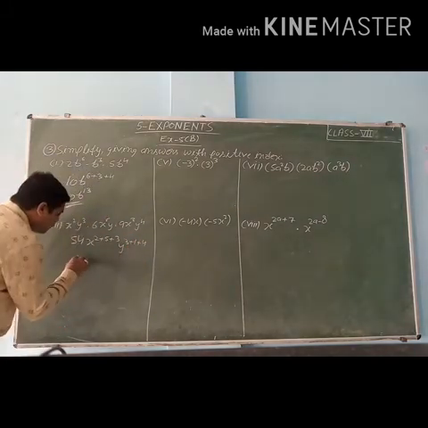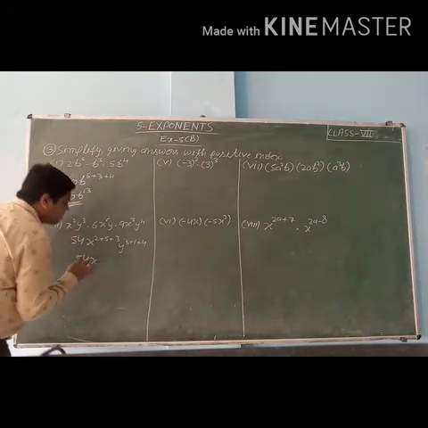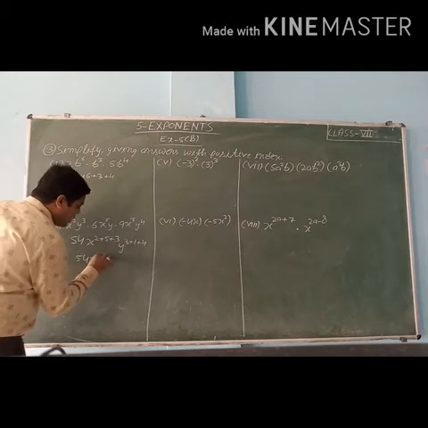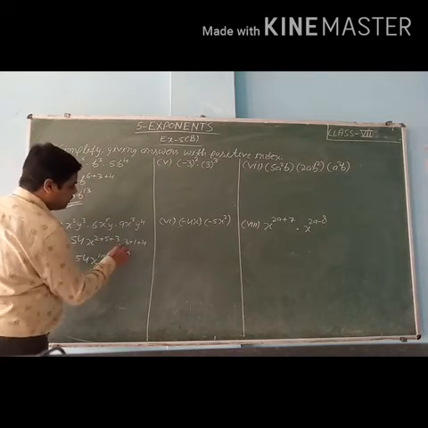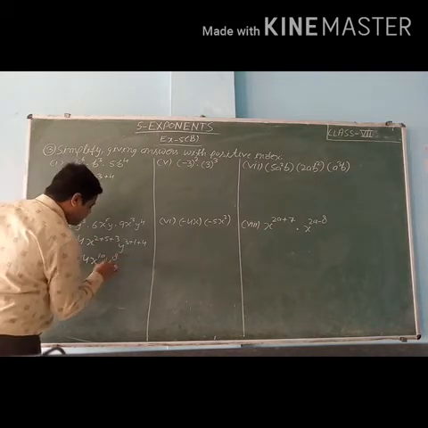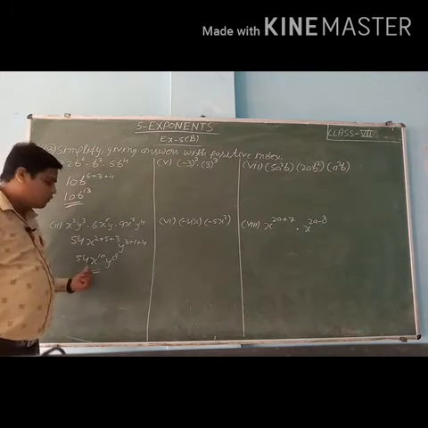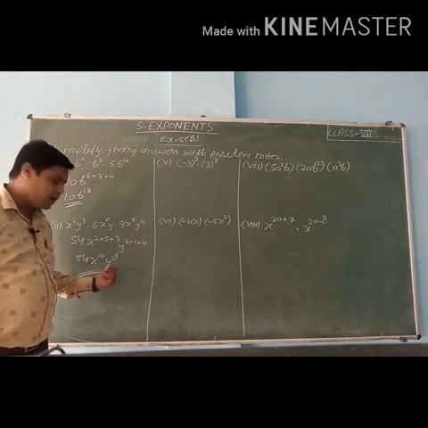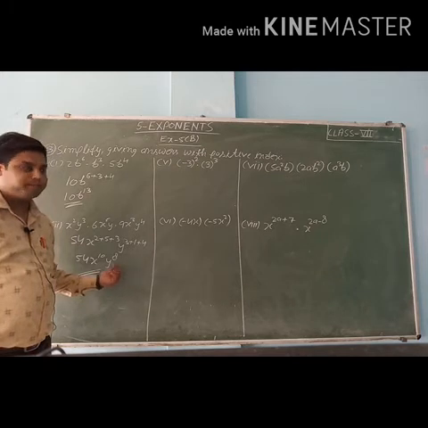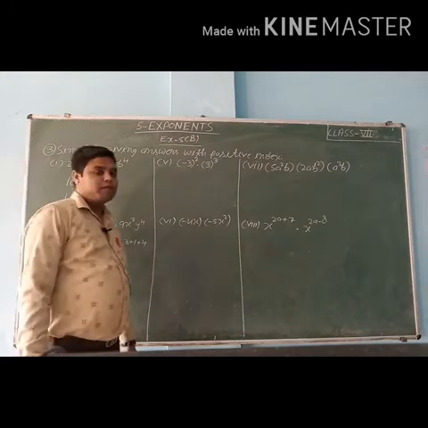So 54x raised to the power 7 plus 3 is 10. Then y raised to the power 3 plus 1 is 4, plus 4 is 8. So the answer is 54x raised to the power 10 y raised to the power 8. Move to the fifth part.